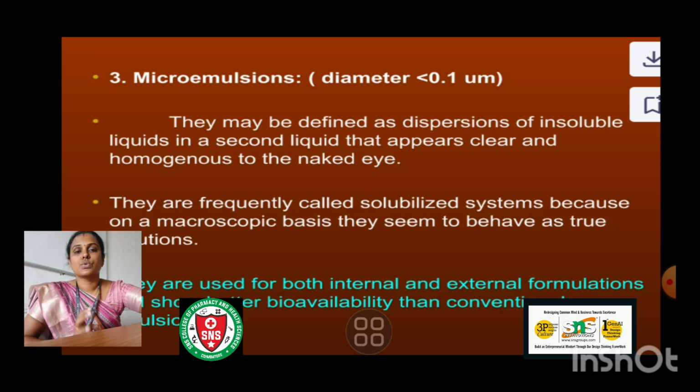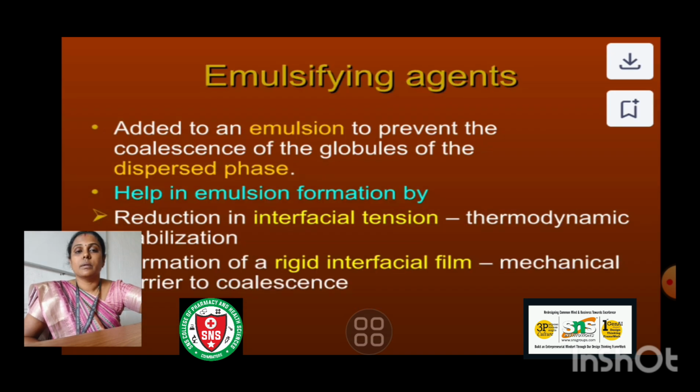As we all know, a solution is a homogeneous dispersion of solid in liquid, so no phase separation or immiscibility is encountered in a solution, unlike an emulsion. But here in microemulsion it seems to be a solution only. It is used for both internal as well as external formulation, and it also shows better bioavailability than conventional emulsions, that is, oil in water and water in oil emulsions.